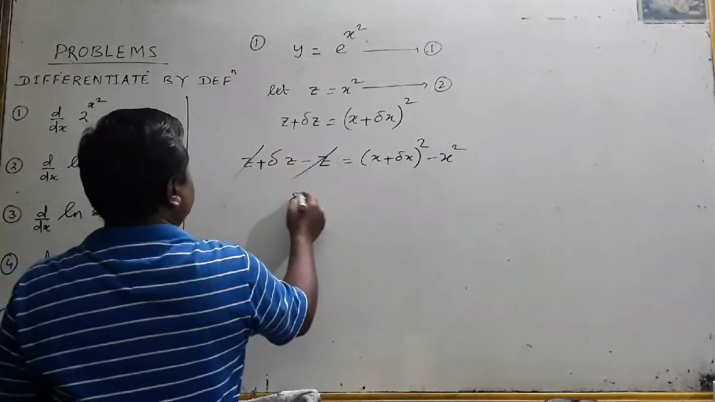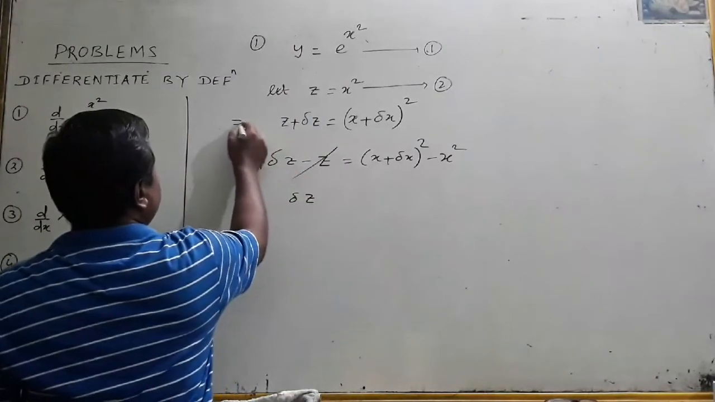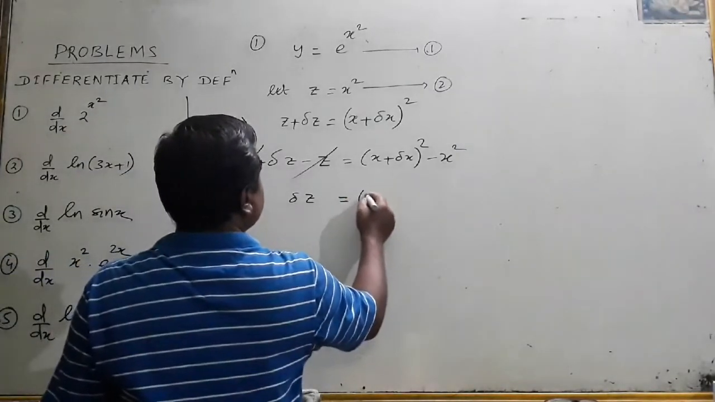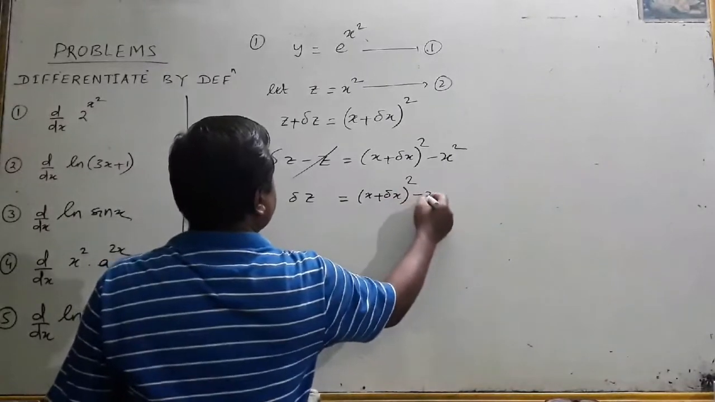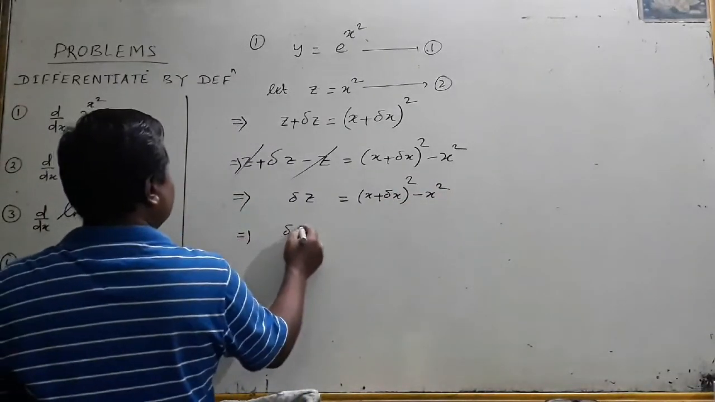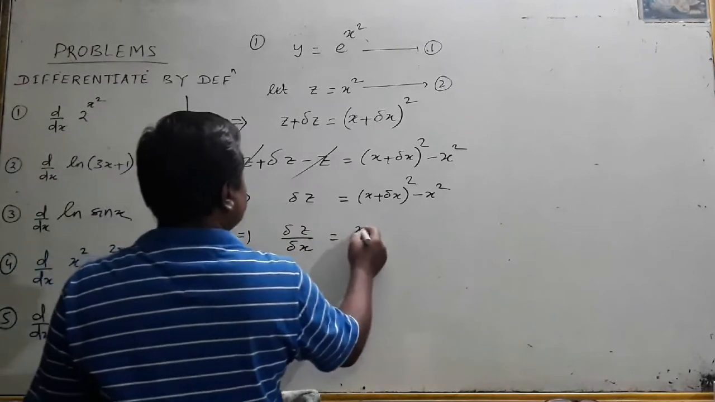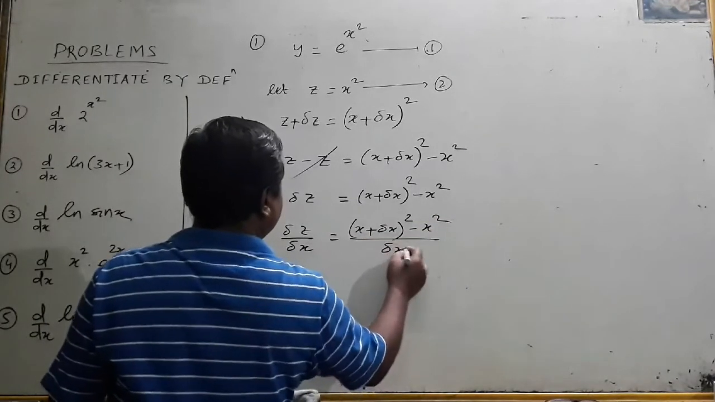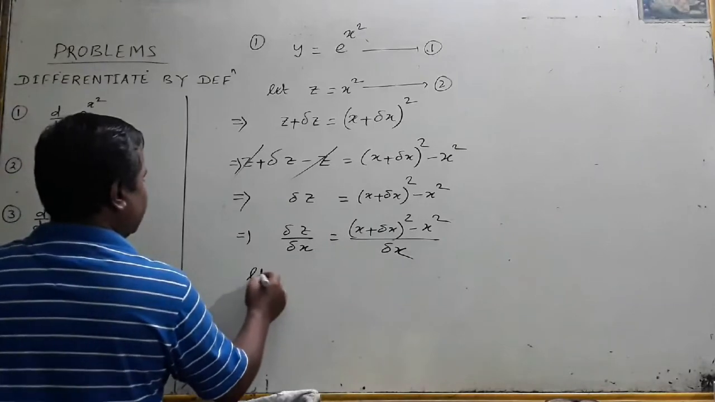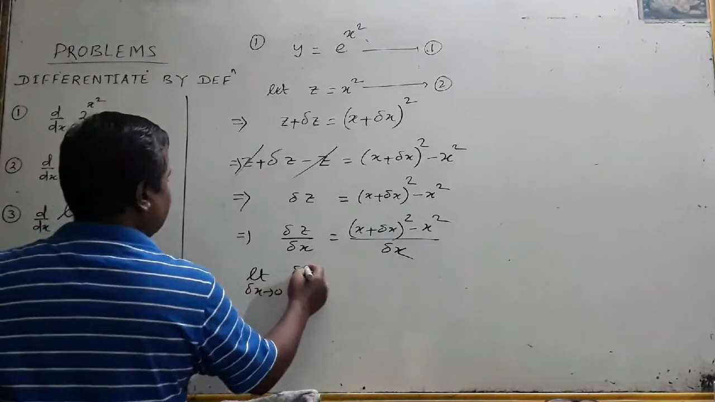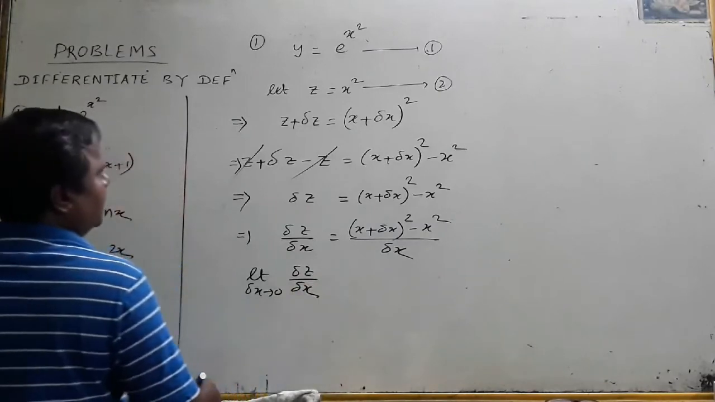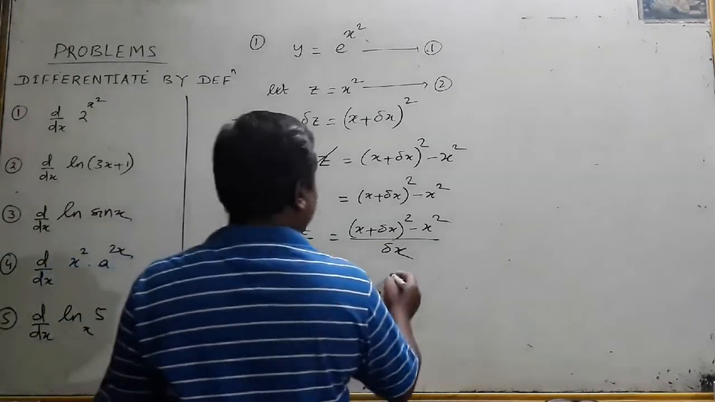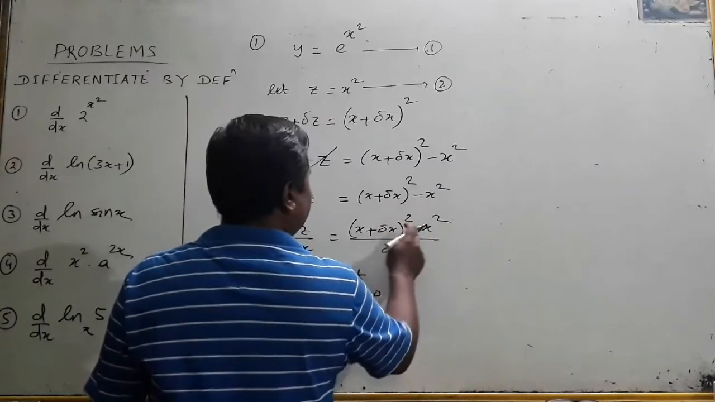Putting here z, it becomes delta z is equal to x plus delta x whole square minus x square. This implies delta z by delta x is x plus delta x whole square minus x square by delta x. Taking limit on both sides, limit delta x tends to 0 of delta z by delta x is equal to limit delta x tends to 0 of a square minus b square, which is a plus b into a minus b.